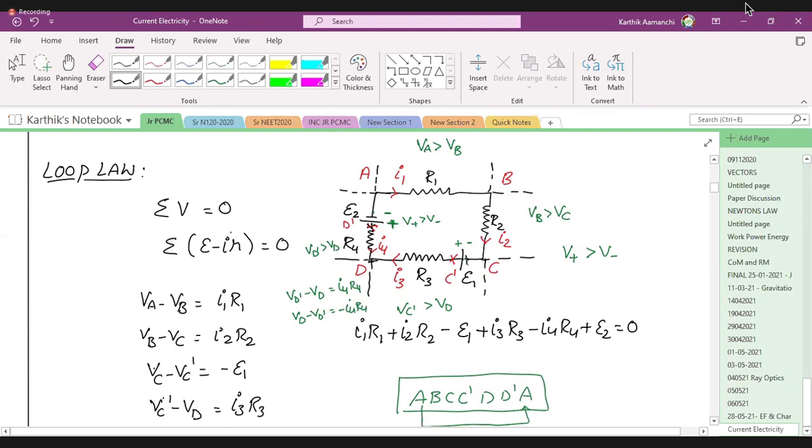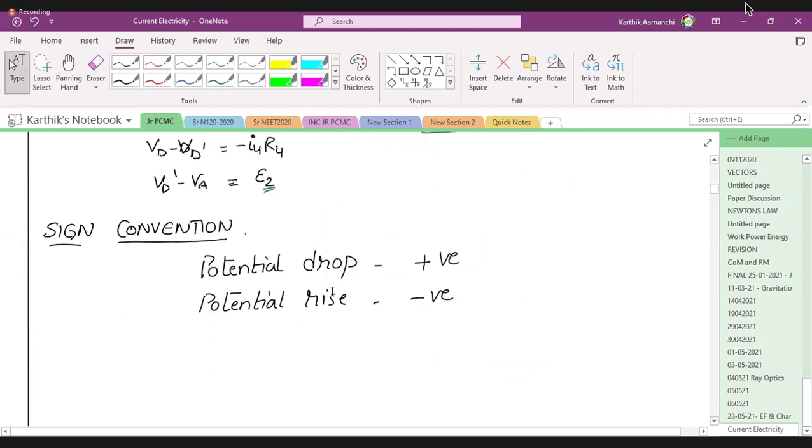Potential drop is negative to positive. Potential rise is negative to negative. I clearly told you potential rise: that means charge is going from lower potential. Can it go on its own? No, sir. Can it go from low pressure to high pressure on its own? No, sir. You have to perform work to do that, right? So potential rise is always taken as negative and potential drop as positive. Remember this small sign convention, you will be able to do any numerical.